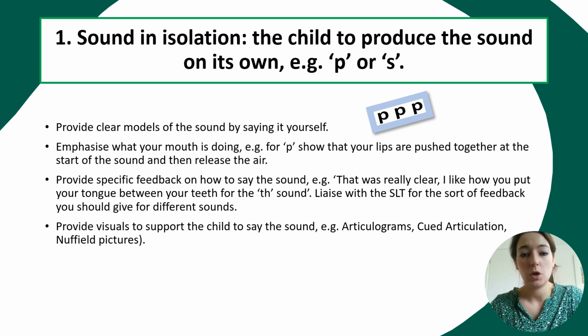If the child is not producing the sound correctly, avoid the repetitions to avoid negative practice and instead focus more on giving feedback to the child to support them on how to place their articulators, for example, tongue up, back, forward, or lips together. You're aiming for 50 to 100 repetitions of P or S.